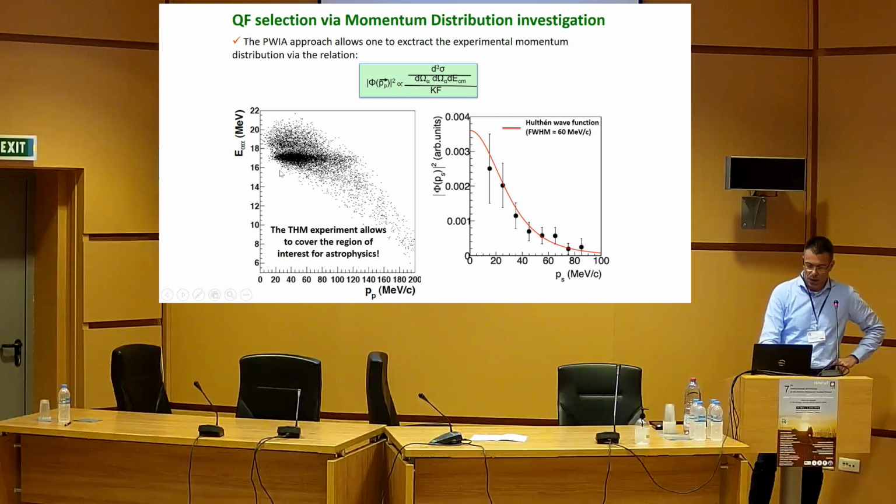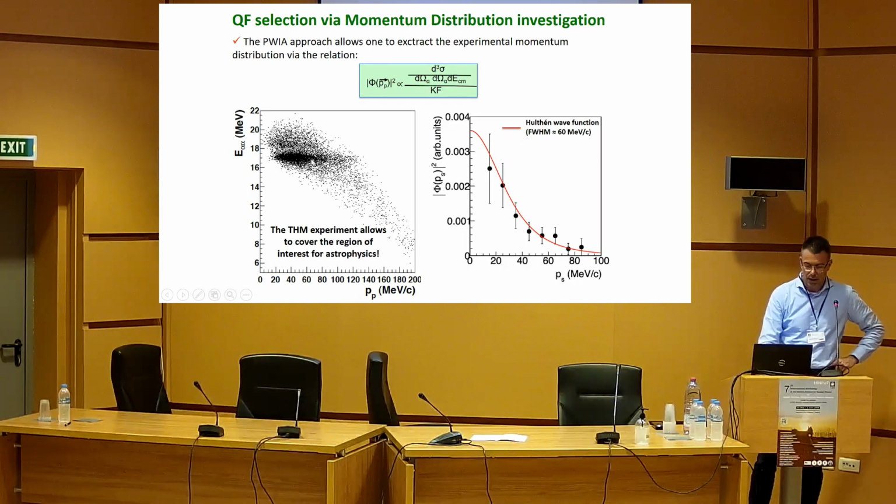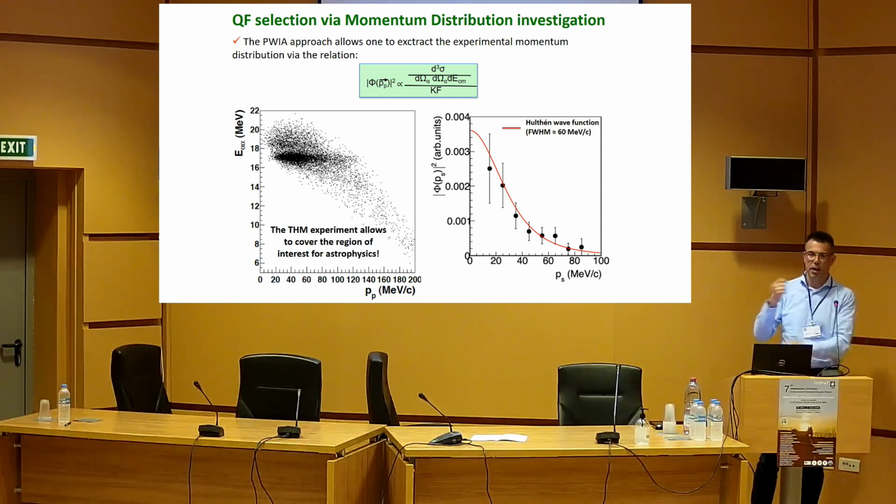So you see here, again, relative energy as a function of the momentum of the spectator. And here is the population, and if we divide the 3-body reaction cross-section by the kinematical factor, if you remember the formula shown previously, we can extract the momentum distribution of the spectator. We can compare the momentum of the spectator, in this case the proton, with the Hulthén function, which is the momentum distribution of a proton inside deuterium.